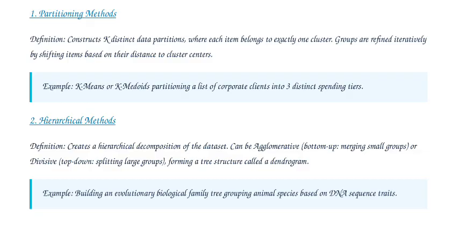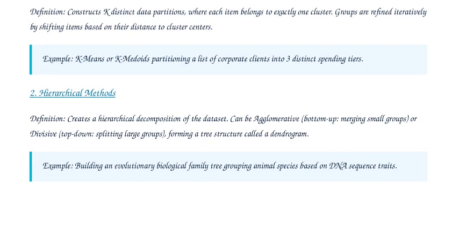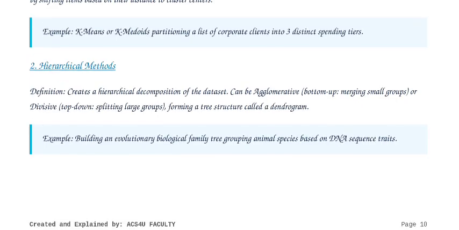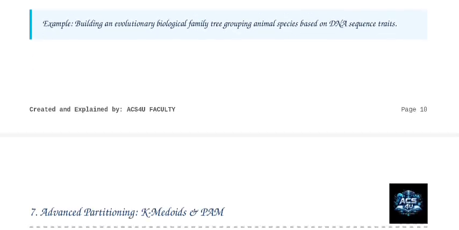Hierarchical methods. Creates a hierarchical decomposition of the dataset. Can be agglomerative, bottom-up merging small groups, or divisive, top-down splitting large groups, forming a tree structure called a dendrogram. Now, what I said, the agglomerative and the divisive clustering, these two come under the clustering algorithms. Example, building an evolutionary biological family tree, grouping animal species based on DNA sequence traits.